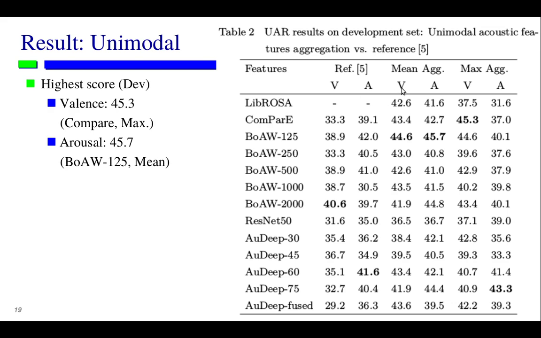Using aggregation, I think the highest one for valence is using maximum aggregation with the ComParE result here, and for arousal, the highest one is by using mean aggregation using openXBOW with 125 codebooks. So we can see here that the mean aggregation and max aggregation obtain better results compared to the baseline.